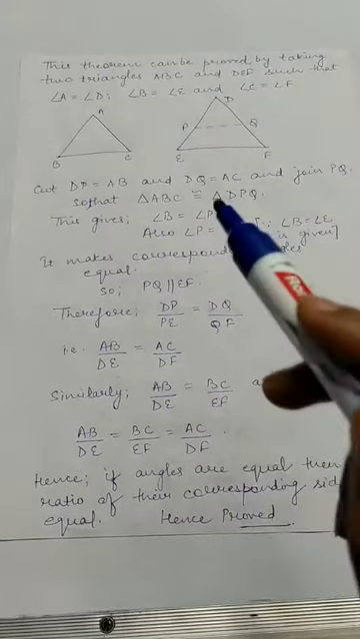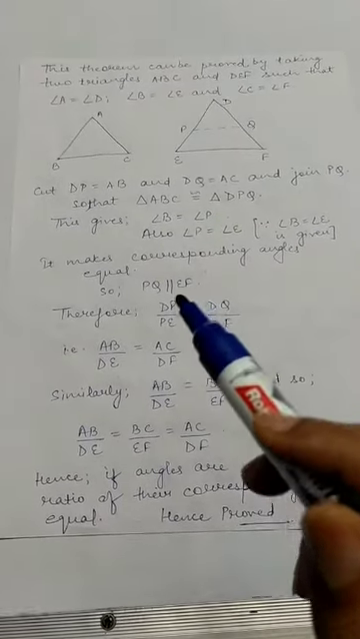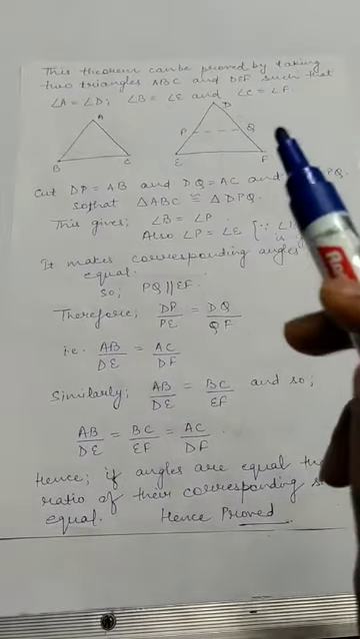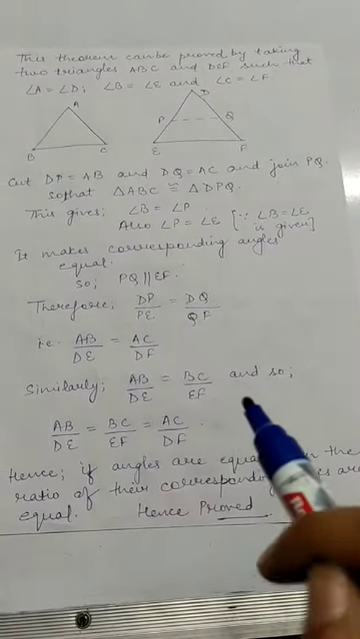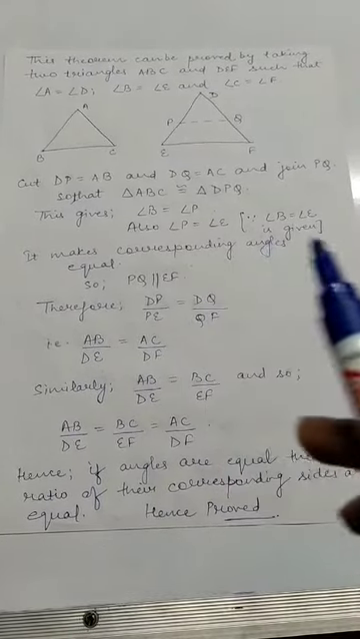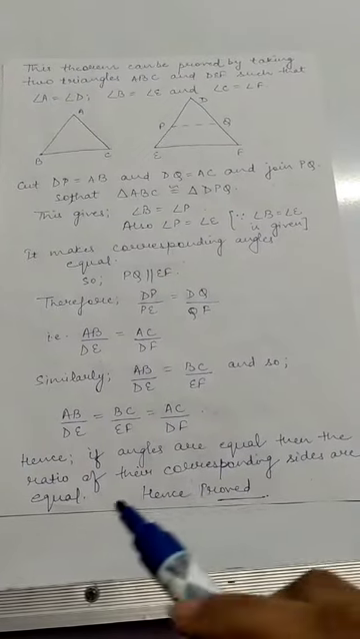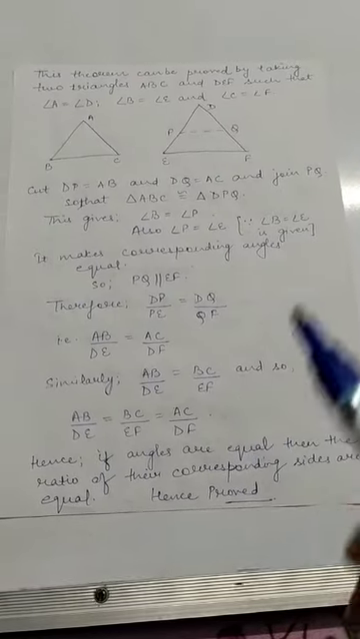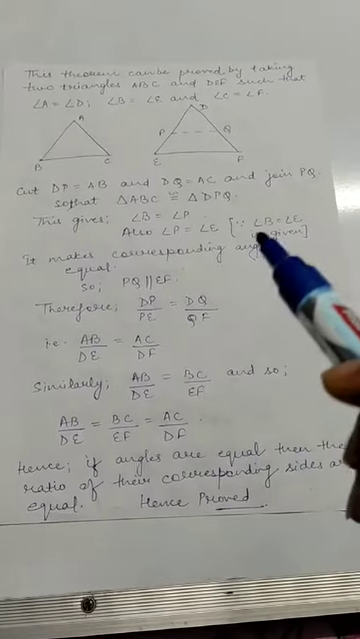Therefore DP upon PE equals DQ upon QF, that is AB upon DE equals AC upon DF. Similarly, AB upon DE equals BC upon EF, and so all the ratios of the corresponding sides of the triangles are equal. Hence, if the angles are equal, then the ratio of their corresponding sides are also equal. Hence, it is proved.